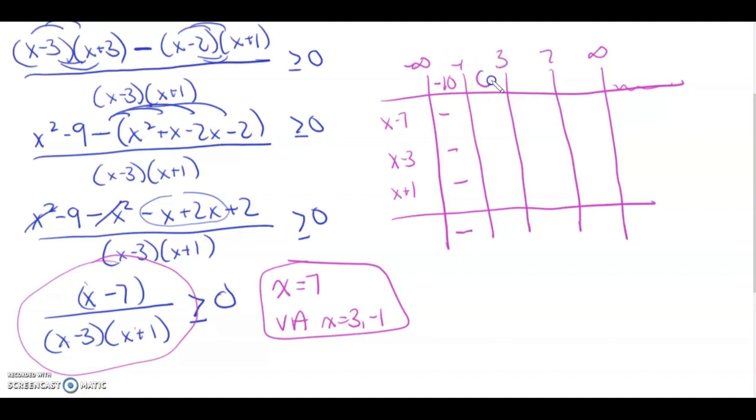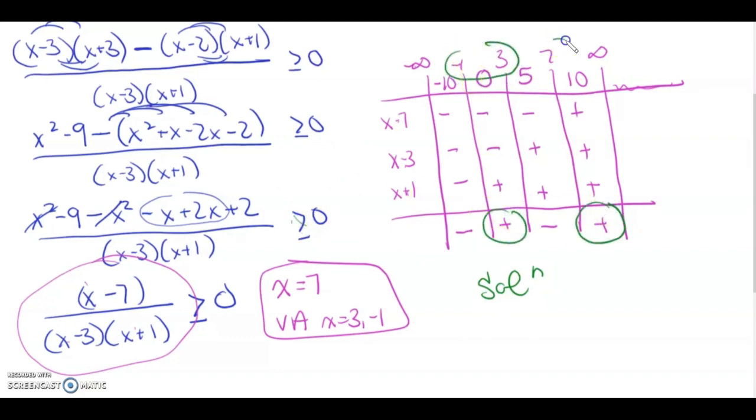Between negative 1 and 3, let's go 0. So just take all the signs here: negative, negative, positive, so we go positive. Then 5: negative, positive, positive, so we go negative. And then 10: negative, positive, positive, positive, we go positive. So our solution set is going to be when this is greater than or equal to 0, which are the positive intervals. Because it's or equal to, we're going to use the square brackets. So we get negative 1 to 3 and 7 to infinity.